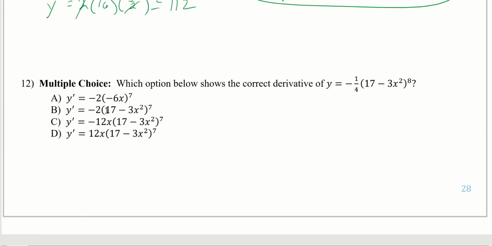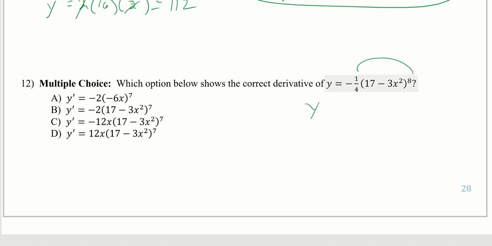All right, multiple choice here. Again, sad moment. Last question of the semester of our lives together. It says, which option below shows the correct derivative of this guy? If you notice, there's only 2 terms here, so something weird happened. We know we're going to have to use the chain rule, because we've got a power and that kind of stuff. So let's bring it down.